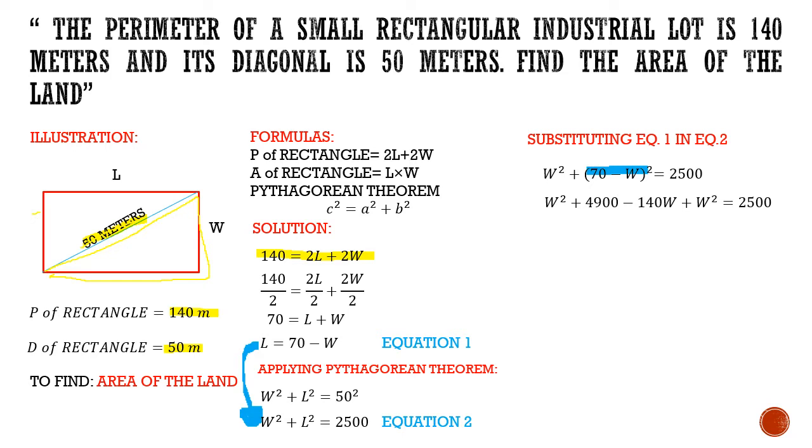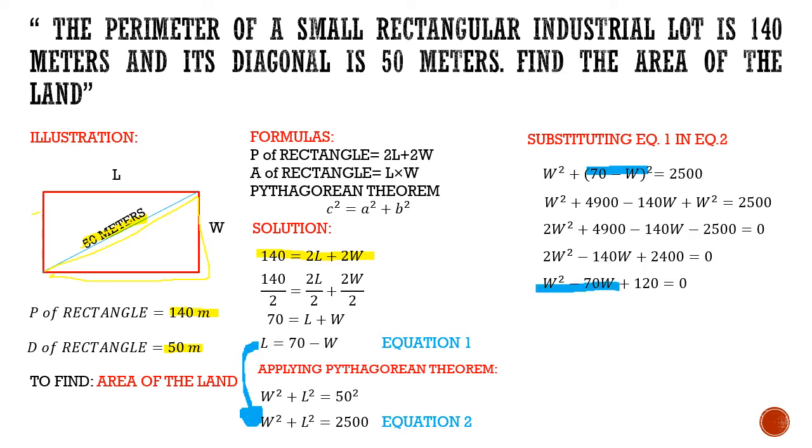So ang gagawin na natin is to combine like terms. So by combining like terms, we have 2w squared plus 49 minus 140w minus 25, and we got 2w squared minus 140w plus 24. So, this is divisible by 2. And we got w squared minus 70w plus 120.